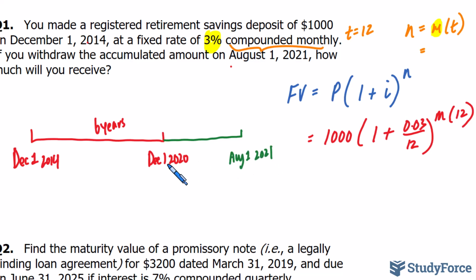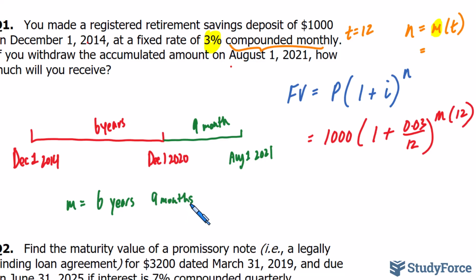Now, August happens to be the 8th month in the year, that is, if your year started in January. But here the timeline starts at December 1st, the year before. So we have to add an extra month. This means that from December 1st to August 1st is 9 months. So M equals 6 years and 9 months.